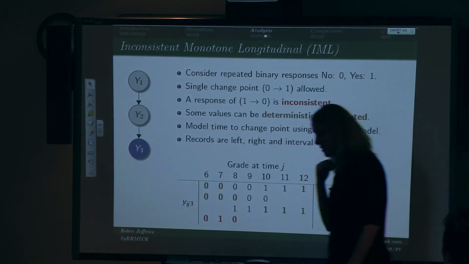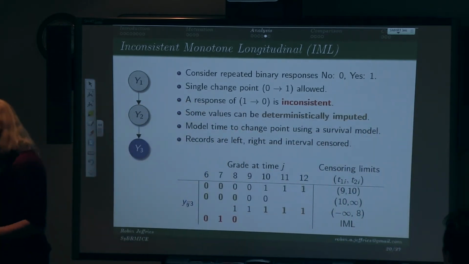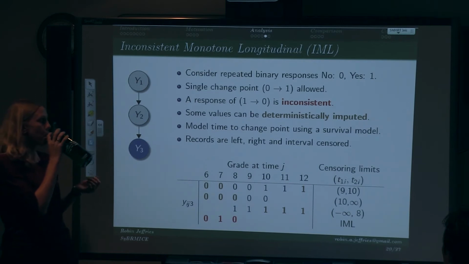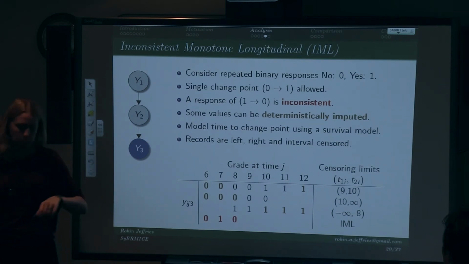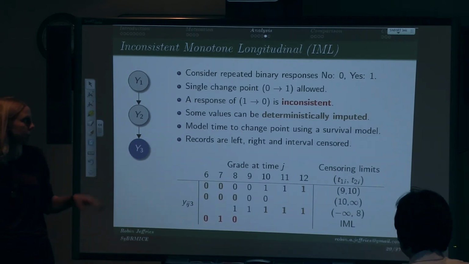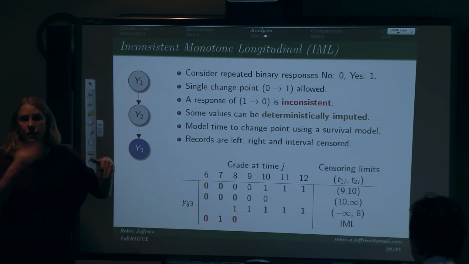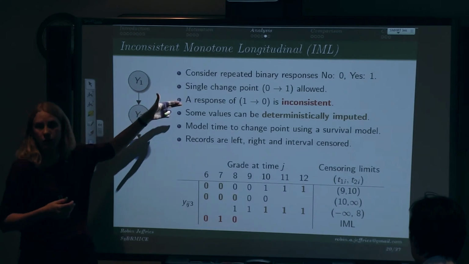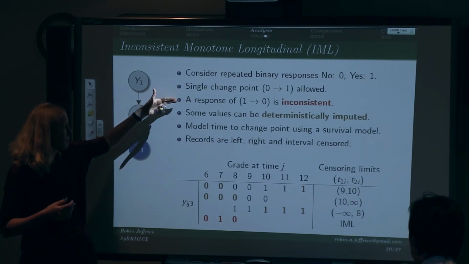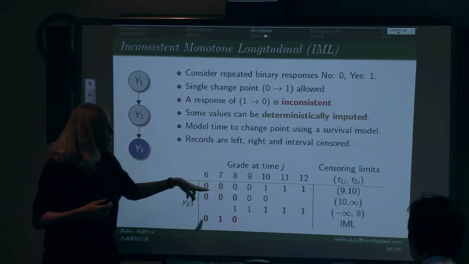So the inconsistent monotone longitudinal pattern, we consider it as a repeated binary response, where a single change point is allowed. You're allowed to go from no to yes, but you're not allowed to go from yes to no. So some of the values can be deterministically imputed.